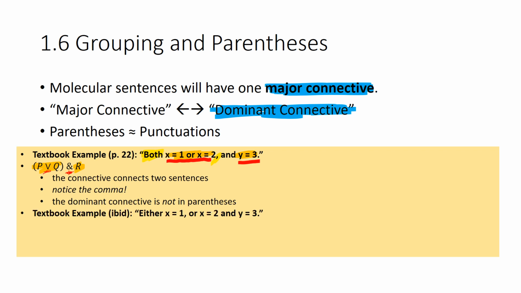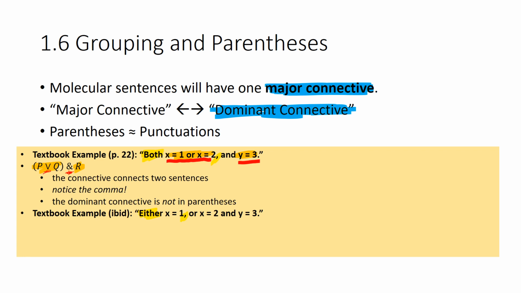Here's another example. We changed a few things, or the textbook changed a few things. It says either x equals 1, comma, or x equals 2 and y equals 3. So let's again think about our hints. We have a comma here, it's a different location. We also have the sentence starting out with the word either.